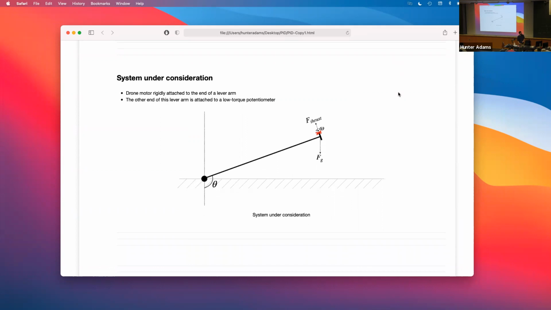Interrupt me at any time. I'm going to move a little more quickly through the beginning stuff just because we have seen it before. But I'll remind you again: the system we're controlling is a lever arm with a drone motor at the end that can pivot about a low torque potentiometer. And as many of you have discovered now that you're driving this system open loop, this is a hard system to control.